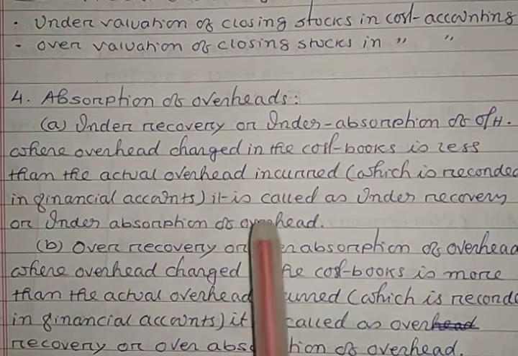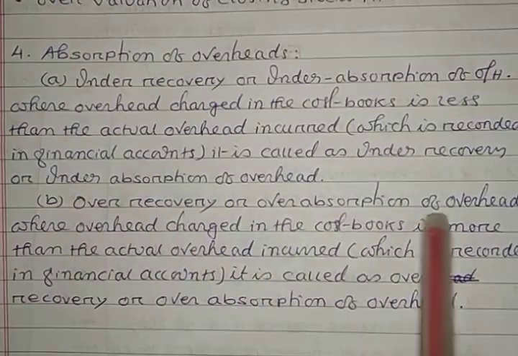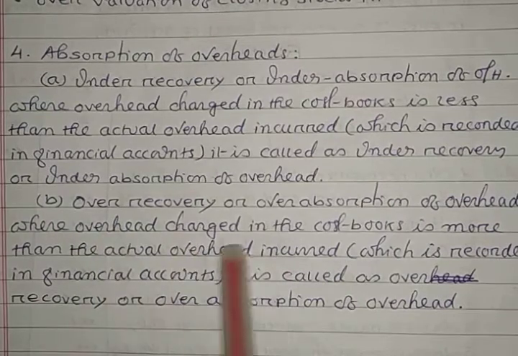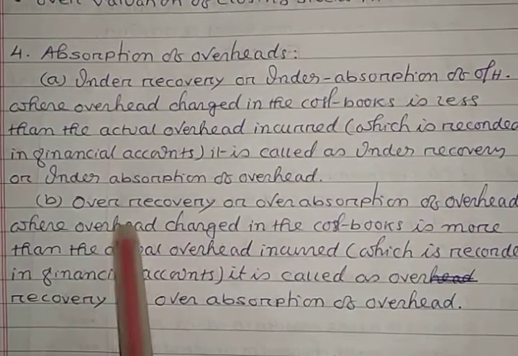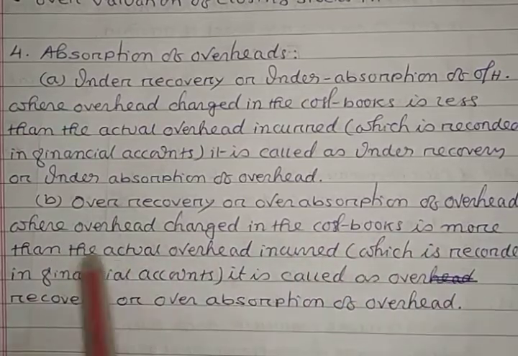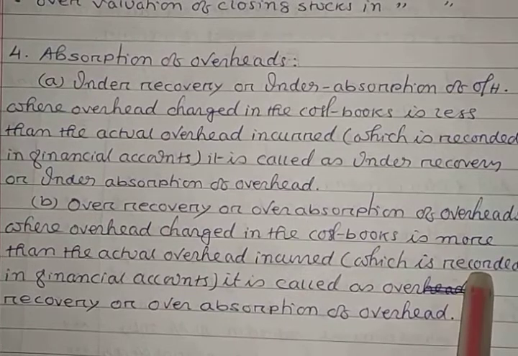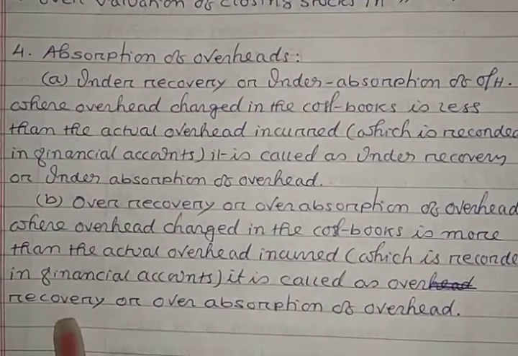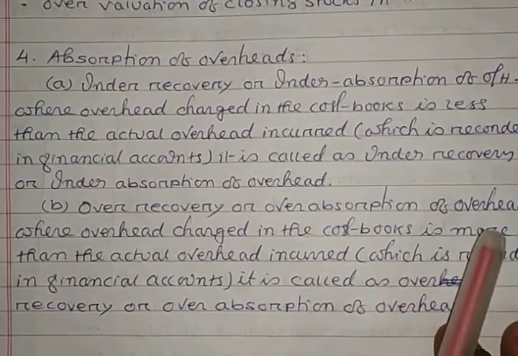Another is over recovery or over absorption of overhead. What does it mean? Where overhead charged in the cost books is more than the actual overhead incurred, which is recorded in financial accounts, it is called over recovery or over absorption of overhead. So this is the fourth reason.